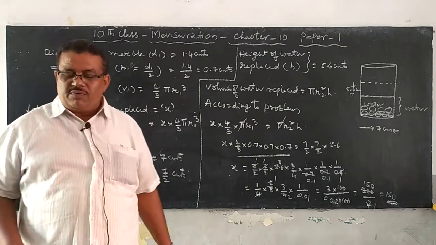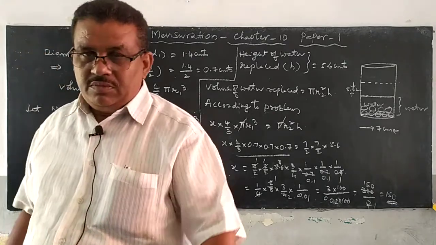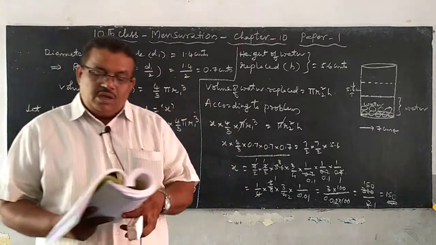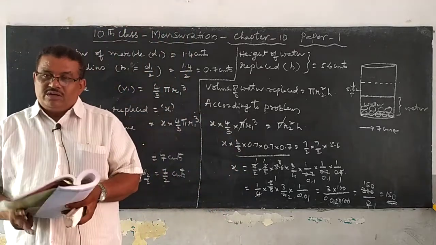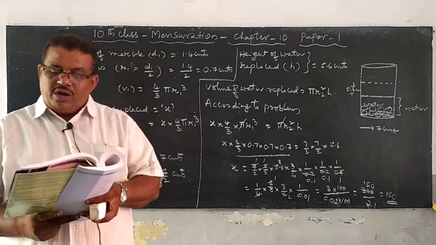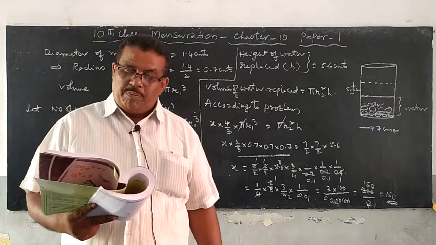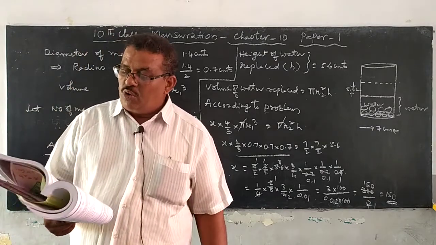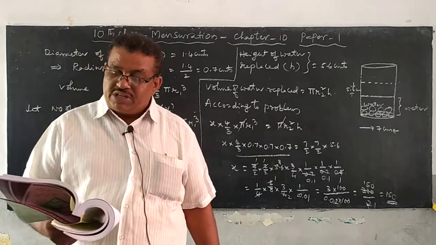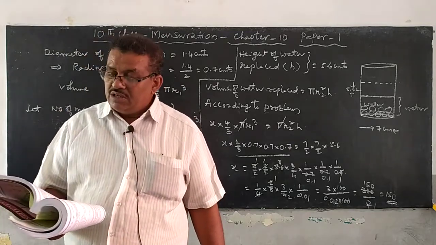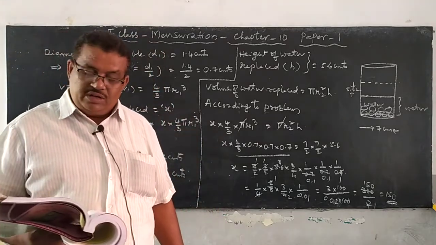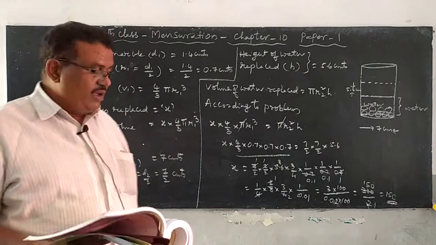So this is the end of the sixth problem. Now we are going to discuss the seventh problem. A pen stand is made up of wood shaped in the form of a cuboid with 3 conical depressions to hold the pens. The dimensions of the cuboid are 15, 10, 3.5. The radius of each depression is 0.5 centimeters and the depth is 1.4 centimeters. Find the volume of wood in the entire stand.